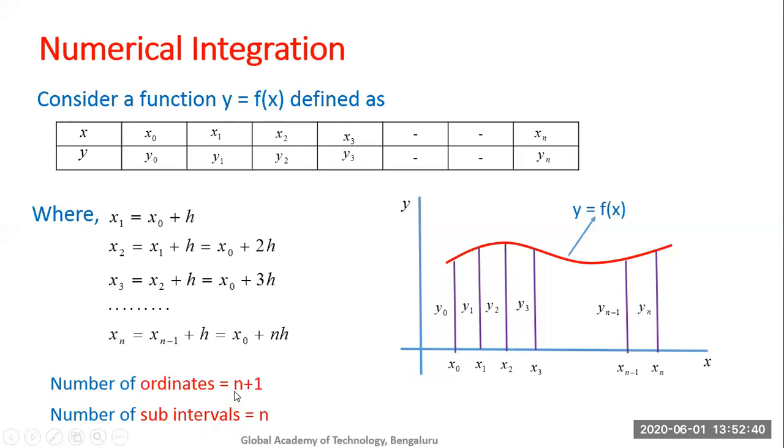So if you have n plus 1 ordinates, there will be n subintervals. The number of subintervals is always one less than the number of ordinates. And from the last expression, xn is equal to x0 plus nh, so you get h as xn minus x0 divided by n. So if you know x0 and xn and the number of subintervals n, we can calculate the value of h, which is the length of each of these subintervals, which we call the step length.